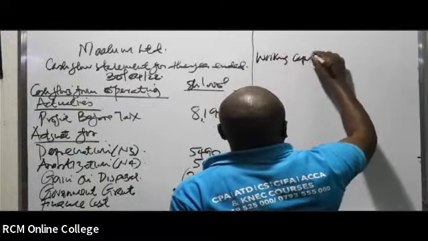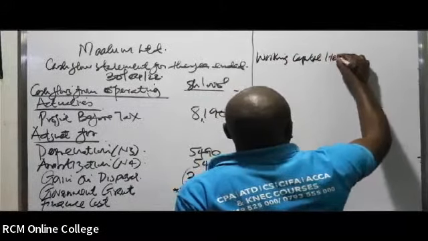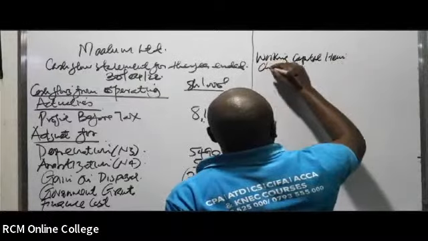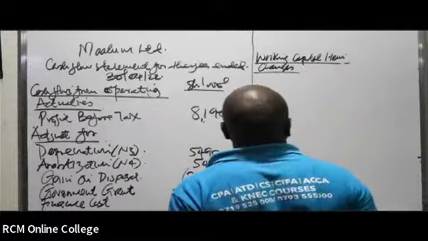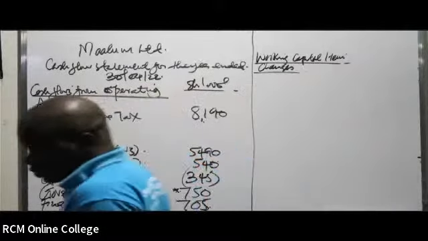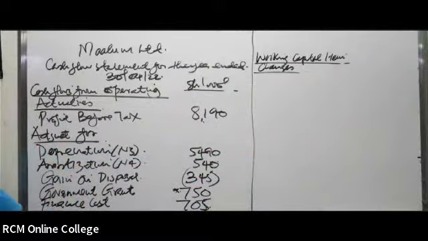Working capital item changes, we can consider them. So we have in this case trade receivables, inventory, and trade payables.